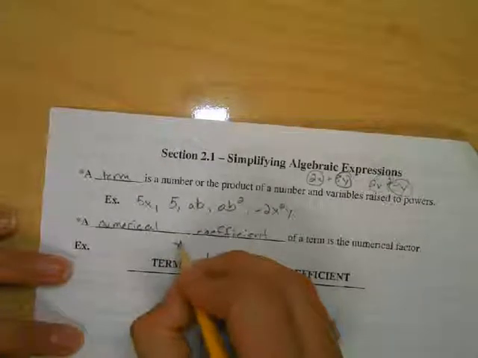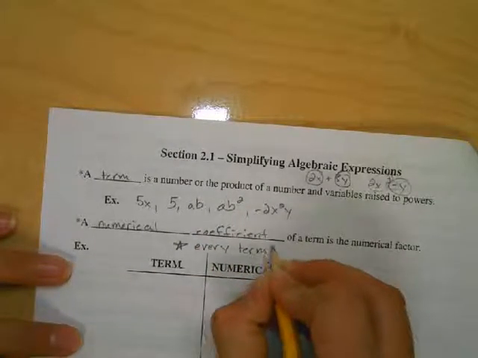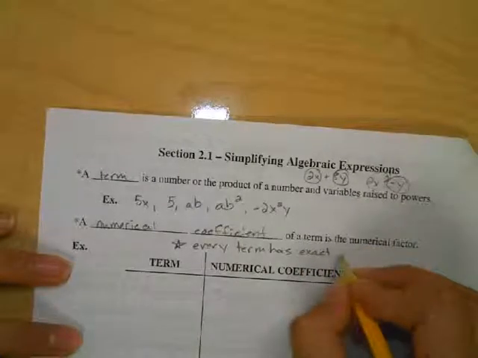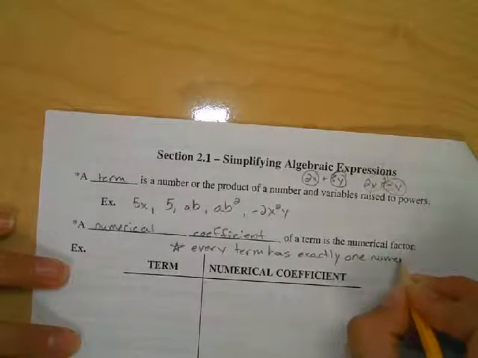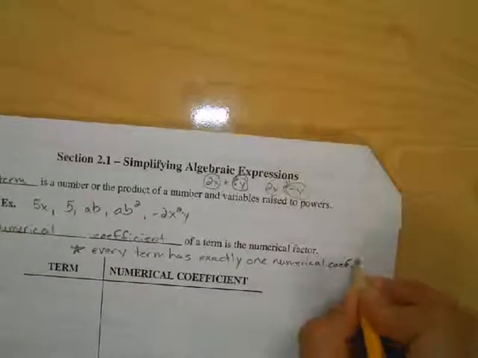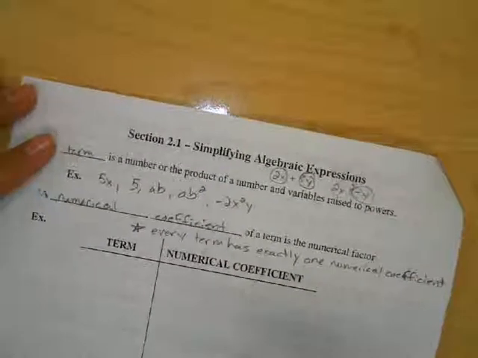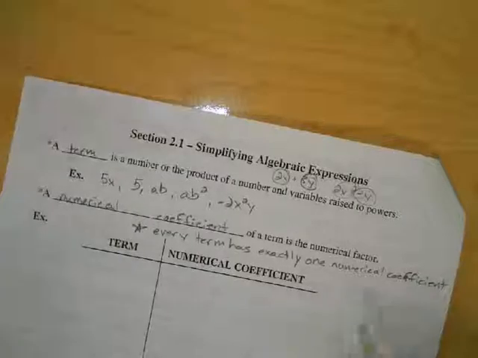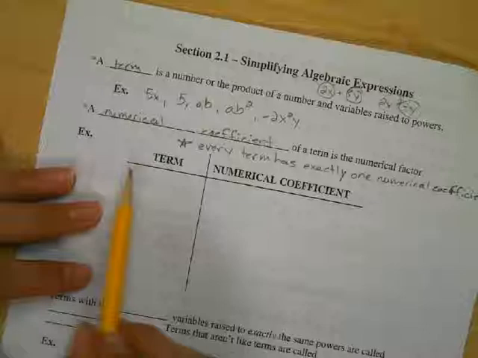I would make a note to myself: every term has exactly one numerical coefficient. Only one. You can't have more than one numerical coefficient per term, and there's no such thing as a term without one. We'll talk about what it is when there is no number in just a second. So let's start with an easier one first.